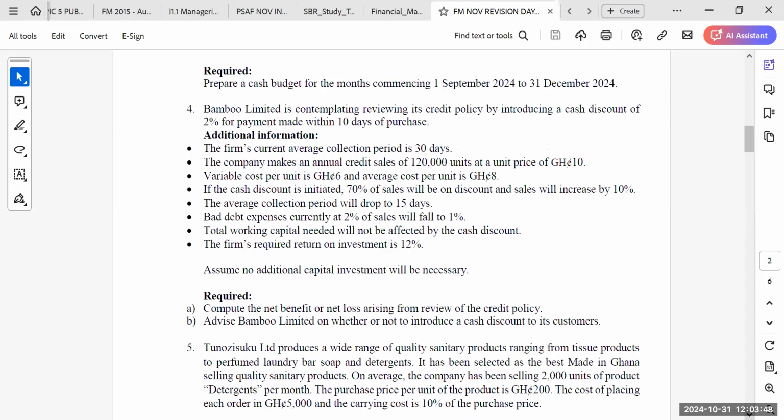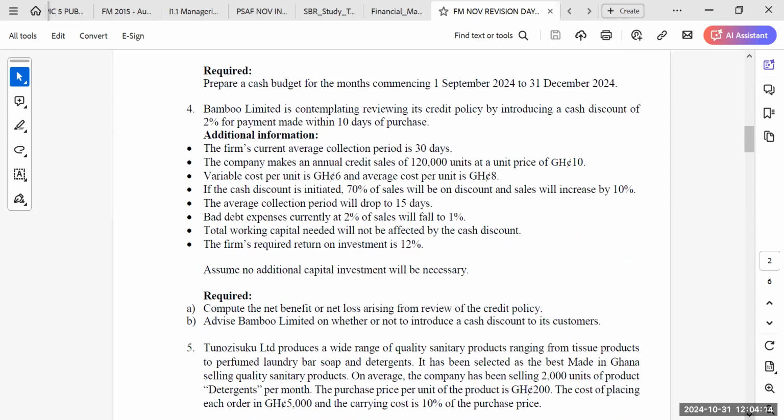Okay, so let's come here. So currently, what is the collection period? 30 days. Okay. So what are they saying now? They are saying that they want to issue discounts. They want to issue a discount of 2% for payment within 10 days of purchase, isn't it?